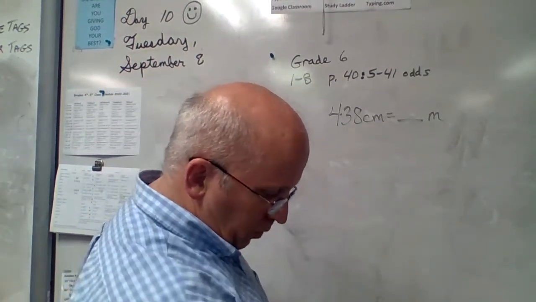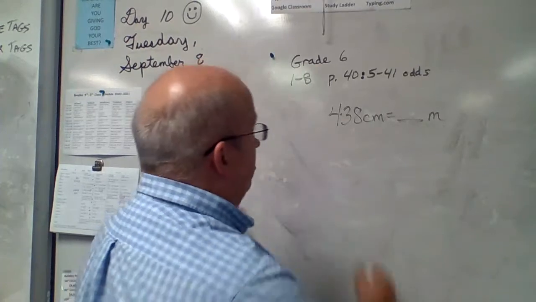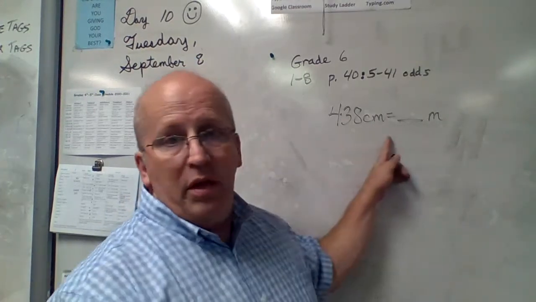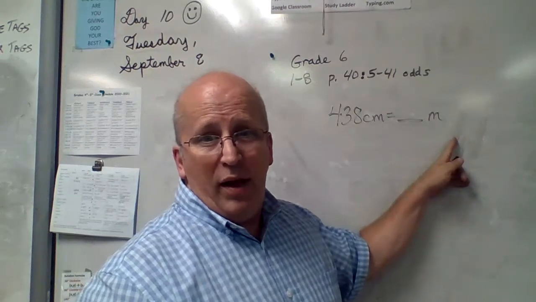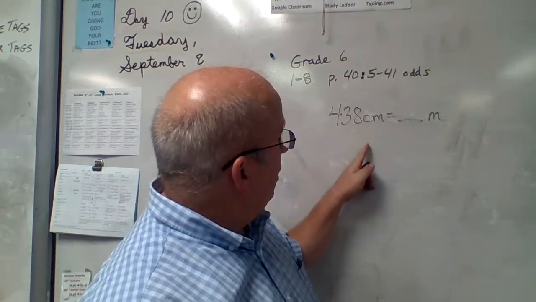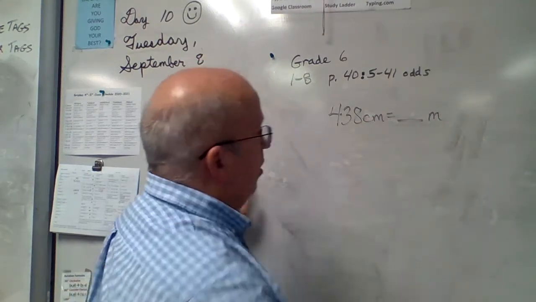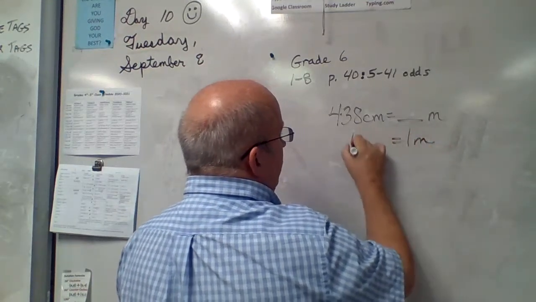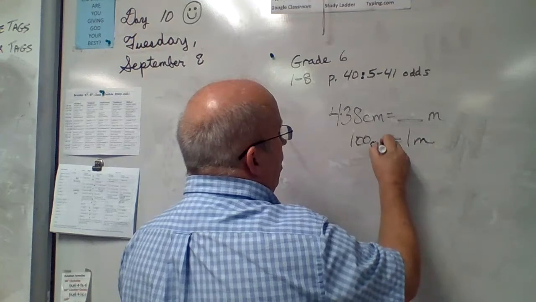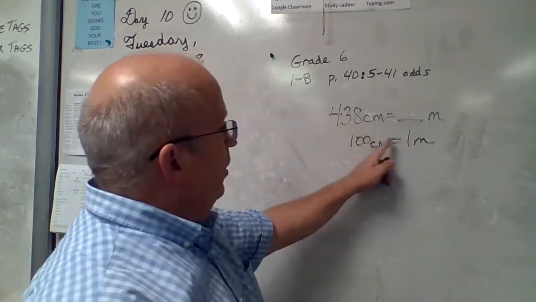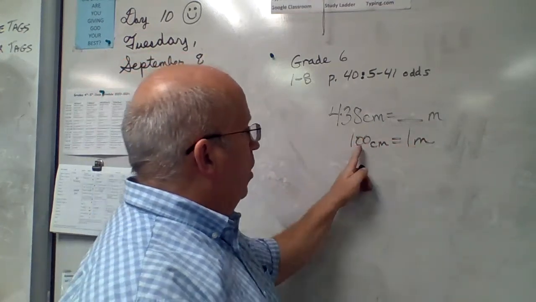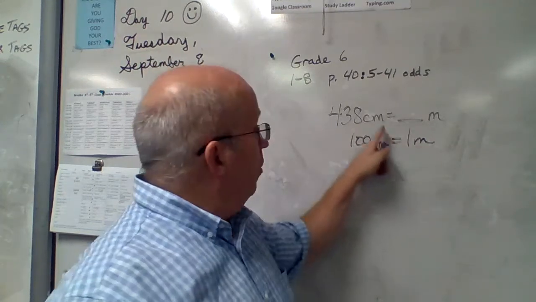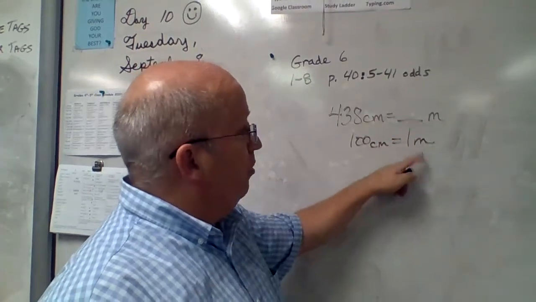Again, I look for the relationship. And the relationship says 1 meter equals 100 centimeters. But if I write it that way, I'm not going to line up centimeters with centimeters and meters with meters. So watch how I write it. I'm going to switch places with it. Instead of 1 meter equals 100 centimeters, I write 100 centimeters equals 1 meter, because I want to line up centimeters with centimeters and meters with meters.